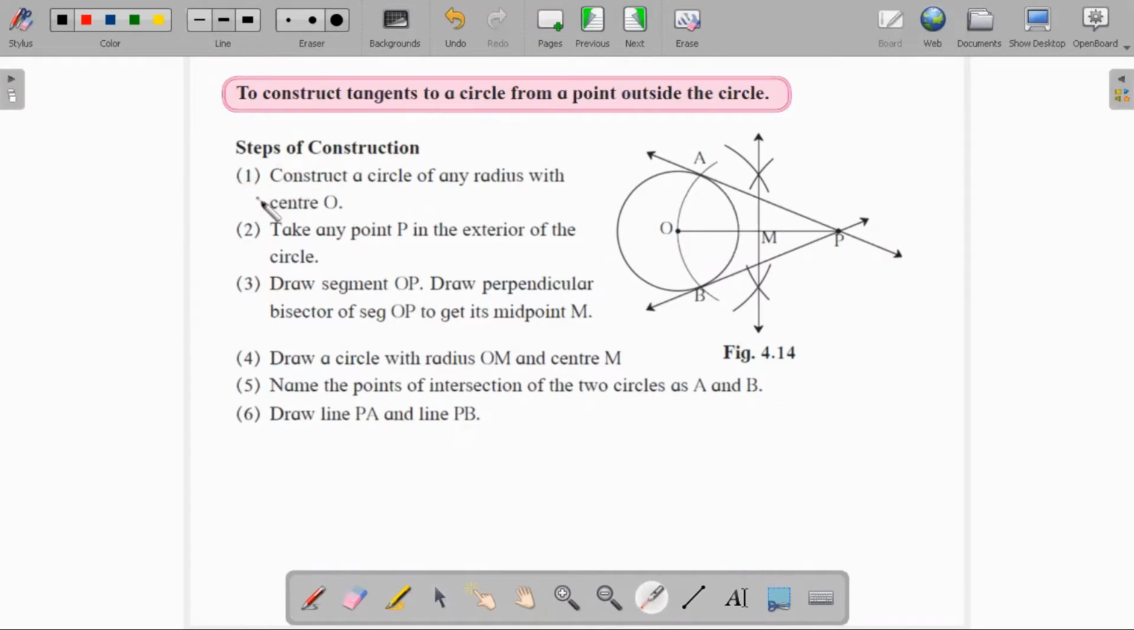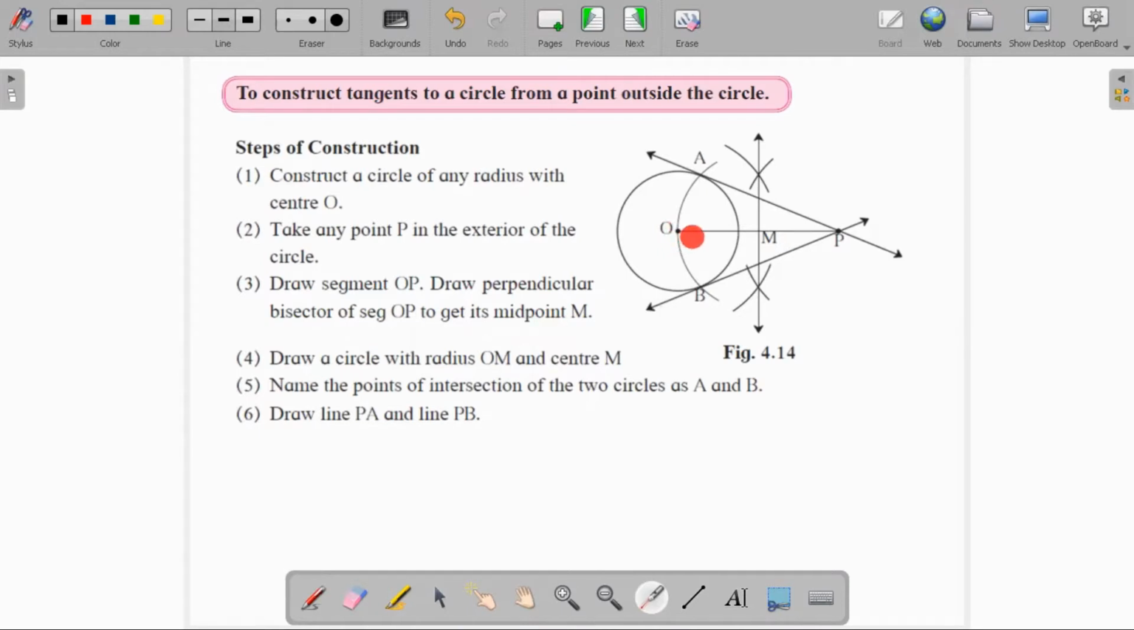So the first step is to construct a circle of any radius with the center O. Take any point P in the exterior of the circle. In the second step, one thing should be noted: if the distance of the point from the center is mentioned, then the students will have to measure that distance. The third step says draw a segment OP, draw a perpendicular bisector to segment OP to get its midpoint M.